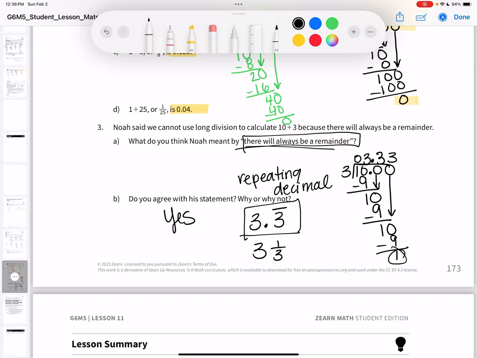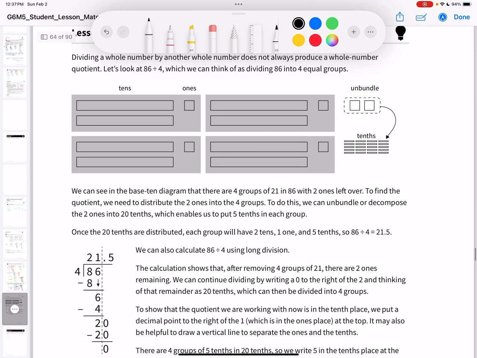This also happens with 2/3. You get a repeating decimal of 6.6 over and over again for 2/3. All right, go ahead and review your lesson summary.